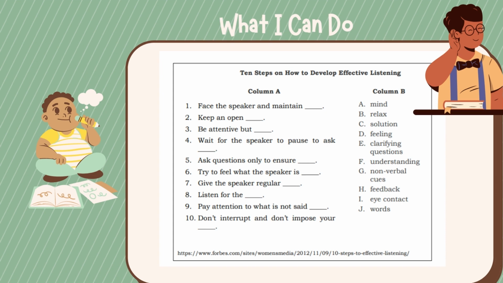Interrupting sends a variety of messages. It says, "I'm more important than you are." "What I have to say is more interesting, accurate, or relevant." "I don't really care what you think." "I don't have time for your opinion." "This isn't a conversation, it's a contest, and I'm going to win." We all think and speak at different rates.